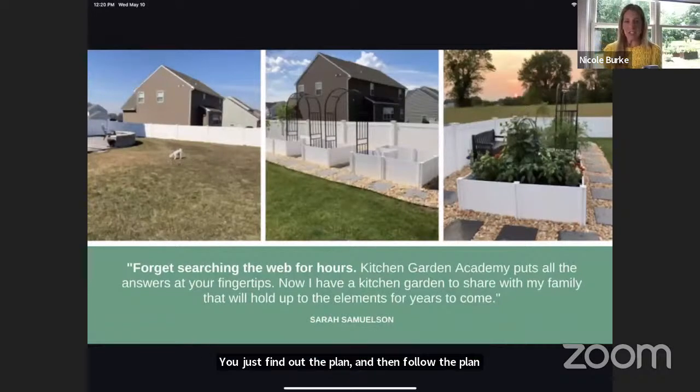This is Sarah's. She said, forget searching the web for hours. Kitchen Garden Academy puts all the answers at your fingertips. And that's what we're looking for. It'll hold up to the elements for years to come. So our goal here is that your garden holds up to the elements, that it lasts, and it will last when you don't rush.